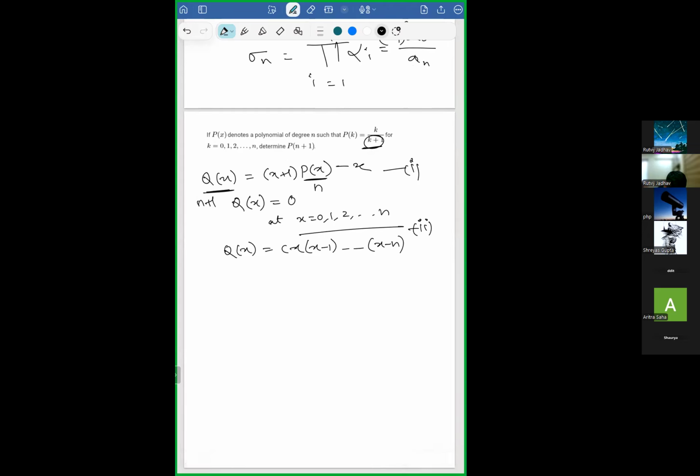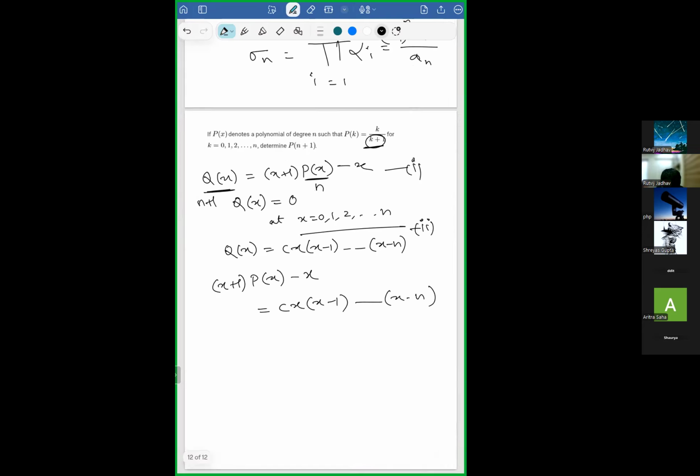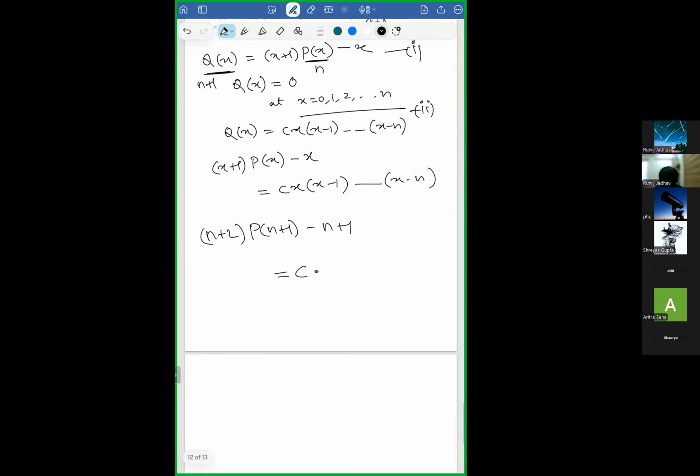Oh, okay. Now substituting x equals n plus 1 will work, after equating that and finding P of x. Yeah, x equals n plus 1. Okay, let's see. So if we substitute x equals n plus 1, we'll have n plus 2 times P of n plus 1 minus n plus 1 equals c times, what do we get here? N plus 1 the whole factorial.